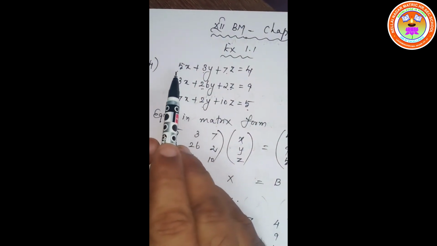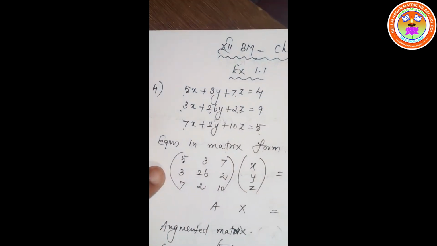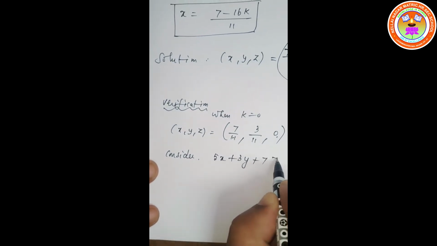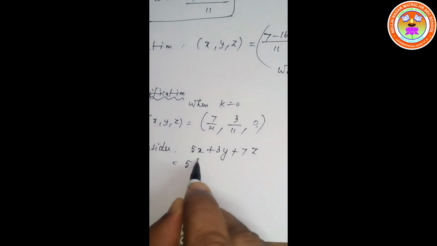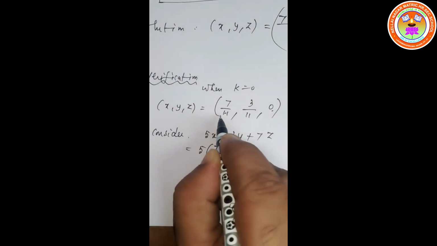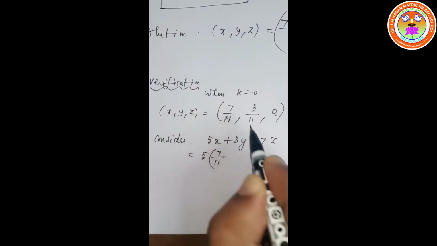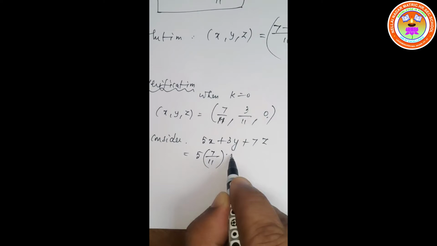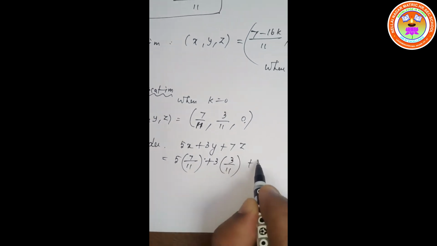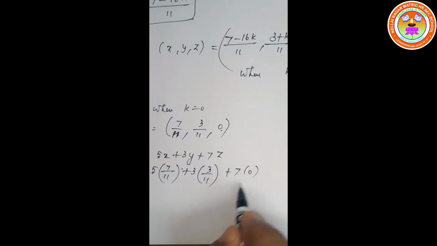I consider the first equation, 5x plus 3y plus 7z. Listen carefully. 5, x can be replaced by 7 by 11. This is 11. Plus 3 into y can be replaced by 3 by 11. And 7 into z can be replaced by 0.